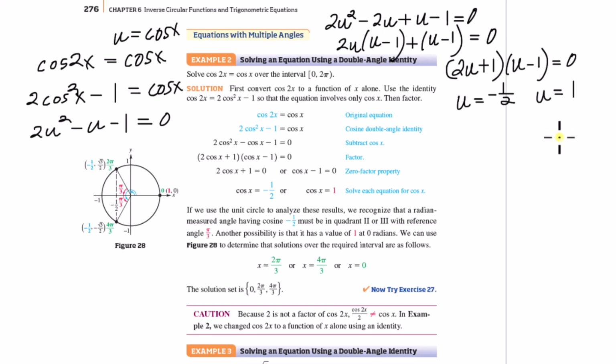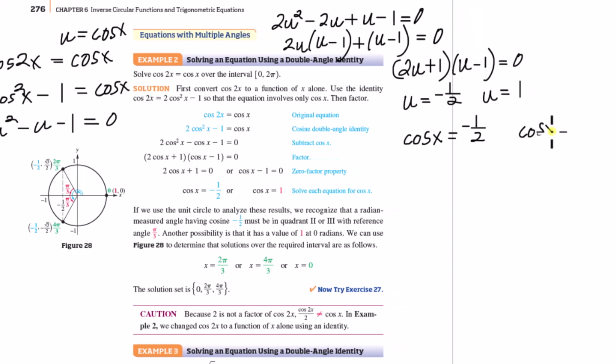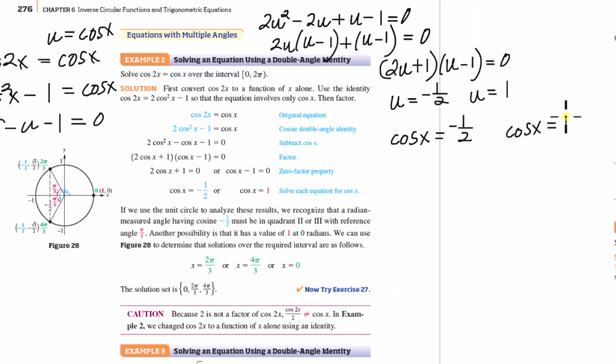But u is equal to cosine x. So cosine x is equal to minus 1/2 and cosine x is equal to 1. And we just go from there. This is just like what we solved in the previous section, so I'm not going to find x, because we know how to do that. Okay, so that's another method if we're dealing with double angles, triple angles, whatever.